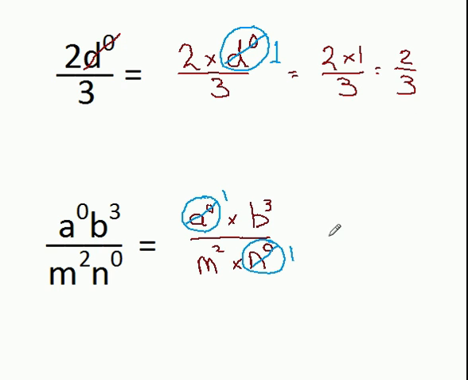And what that gives me is 1 times b to the power of 3 is just b to the power of 3. m to the power of 2 times 1 is m to the power of 2. And again, we can see this is effectively just removed, this removed, and that gives us the answer. Let's have a look at another couple.